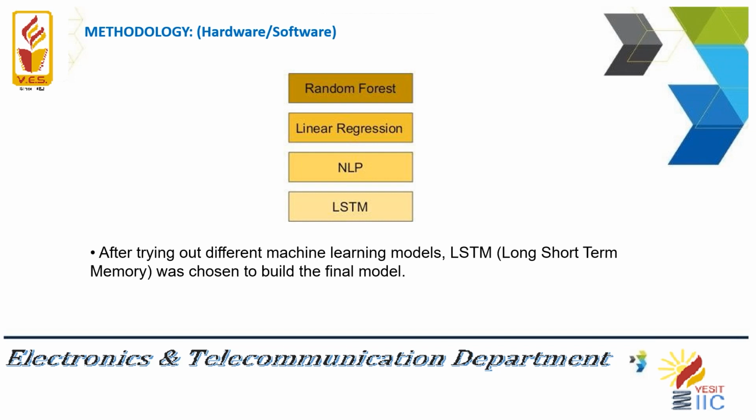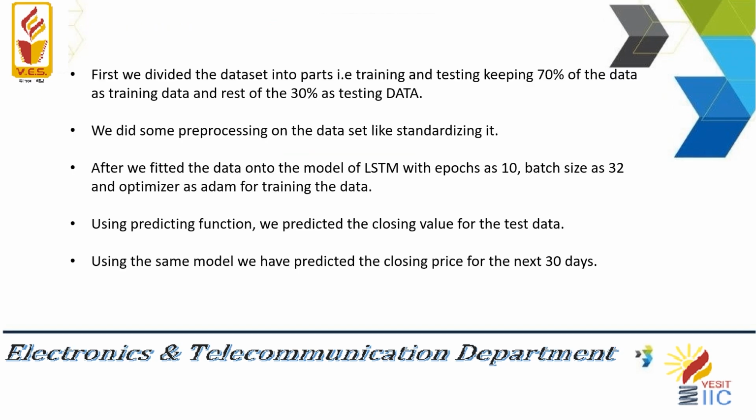Methodology. So we took into account 4 machine learning models, that is, random forest model, linear regression model, natural language processing model, and long short-term memory model. After trying out different machine learning models, LSTM was chosen to build the final model. So for choosing the model, we took into account the mean absolute error, mean squared error, and root mean squared error. So first we divided the data set into parts, that is training and testing, keeping 70% of the data as training data and rest of the 30% as testing data.